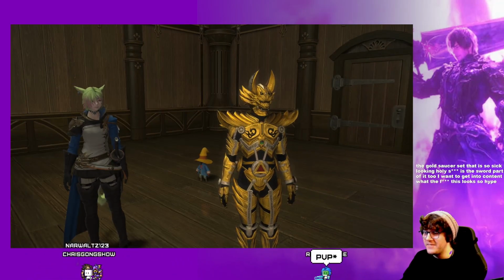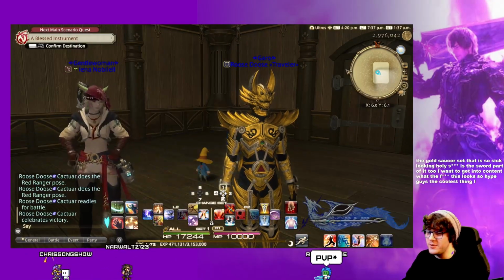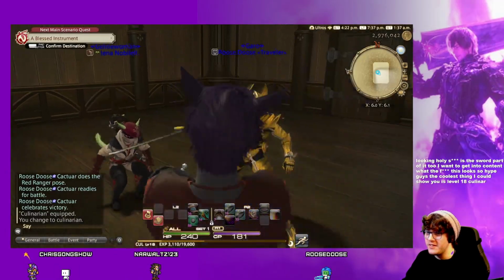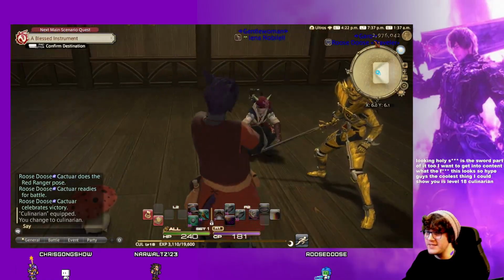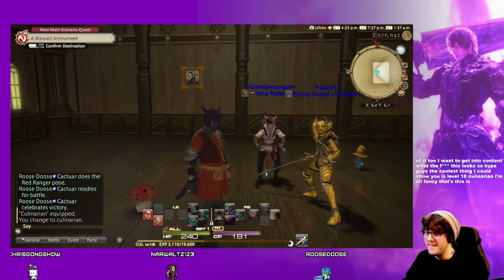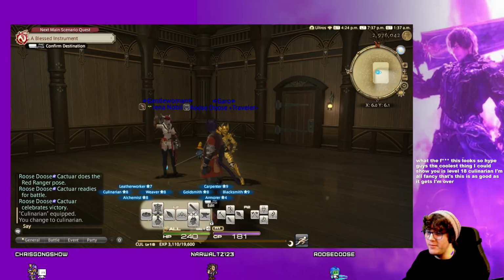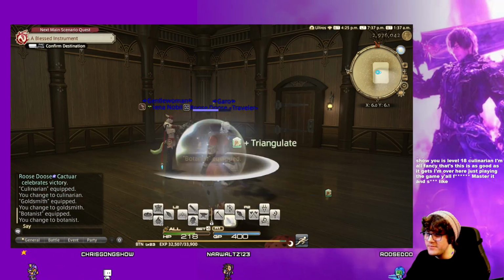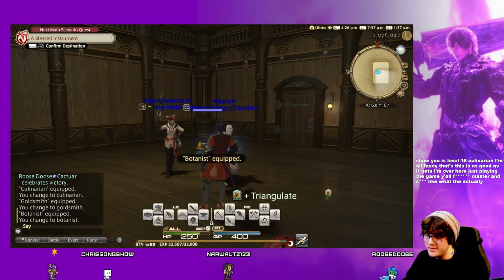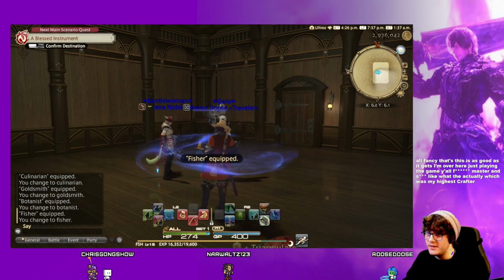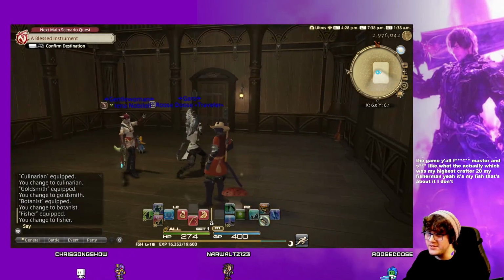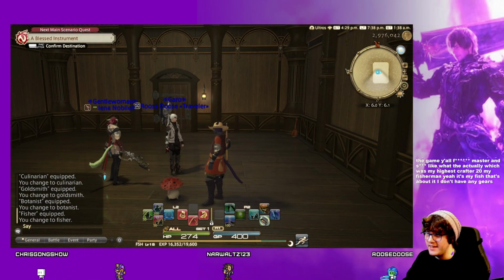Guys, the coolest thing I could show you is level 18 Culinarian. I'm all fancy. This is as good as it gets. I'm over here just playing the game and y'all are mastering it. Actually, which one's my highest crafter? My fisherman, yeah. That's about it. I don't have any gear for anything.